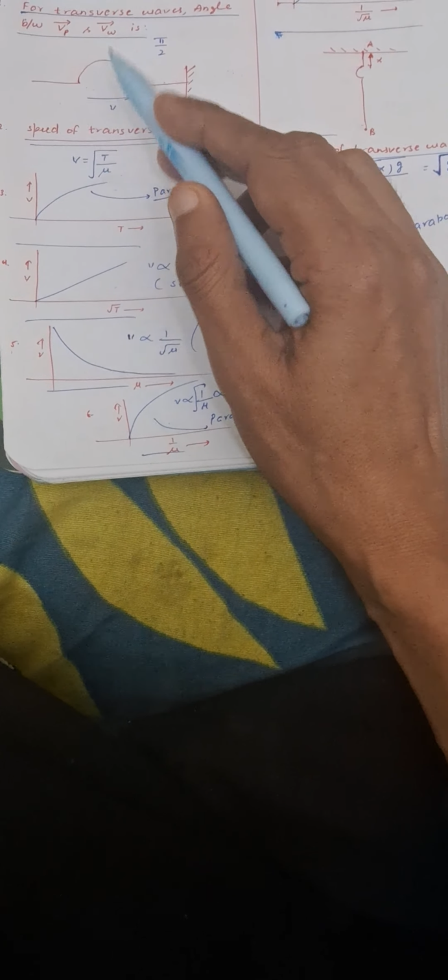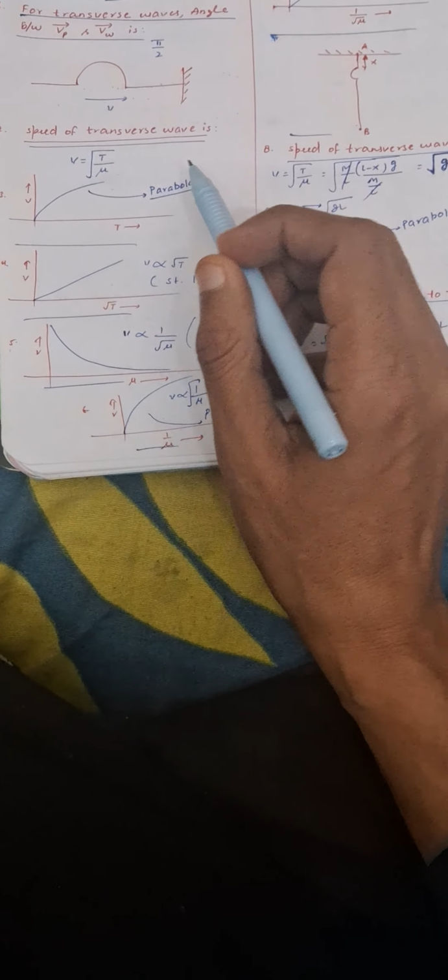So the first question is, for transverse waves, what is the angle between particle velocity and wave velocity? It is 90 degrees. As you can see over here, the wave is moving along the x-axis and particles are vibrating along the y-axis.